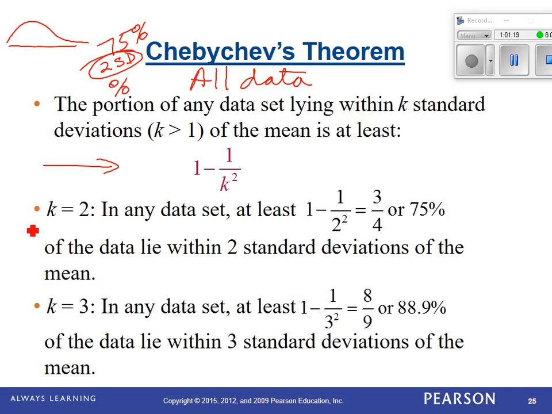A lot of things in the real world don't fit the standard or the normal curve. Might be skewed to the right or skewed to the left. So if you wanted to write down something about Chebyshev's: two standard deviations, 75%. Three standard deviations, 88.9%.